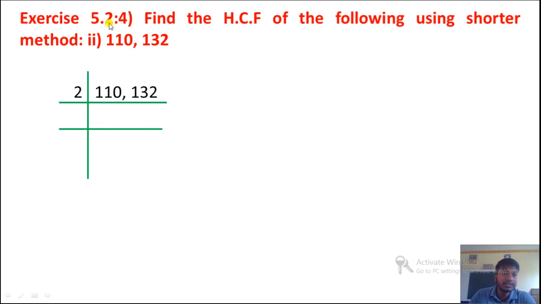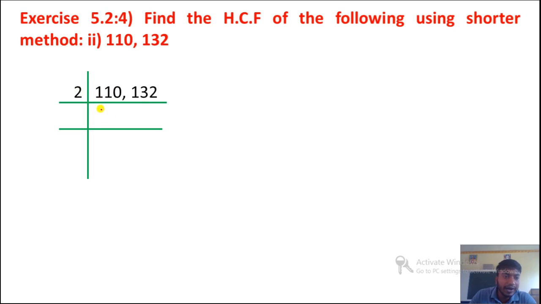Now this is exercise 5.2, question number 4. Find the HCF of the following using the sorted method. The sorted method is not mentioned there, so please solve question number 4 using the sorted method. Here we have the numbers 110 and 132. For this we have to find the HCF. Clearly you can see in the unit place we have 0 and 2, that means both are even numbers, so easily we can divide both by 2. So we will take 2 first.